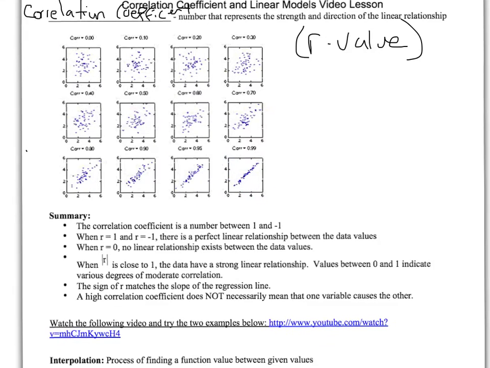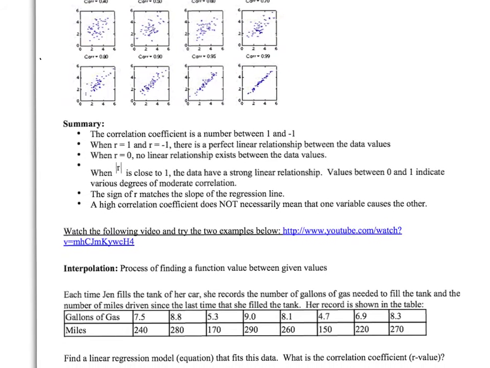Some things about the correlation coefficient. It's always between negative 1 and 1. Never above that. There'll never be a 2-something. When it's at 1 or negative 1, it's a perfect relationship. When it's 0, there's no relationship.